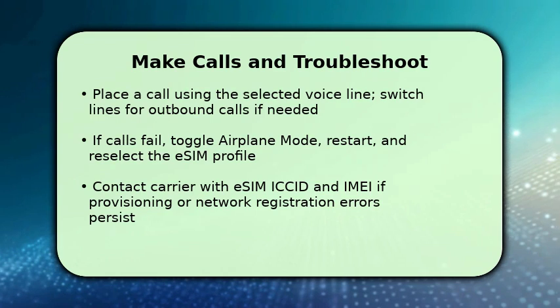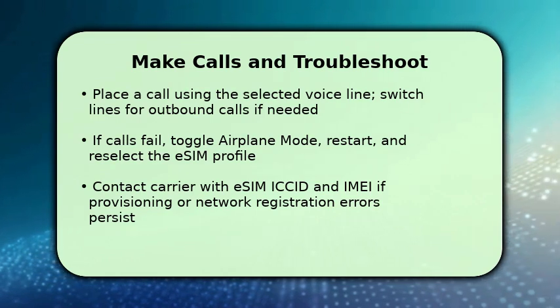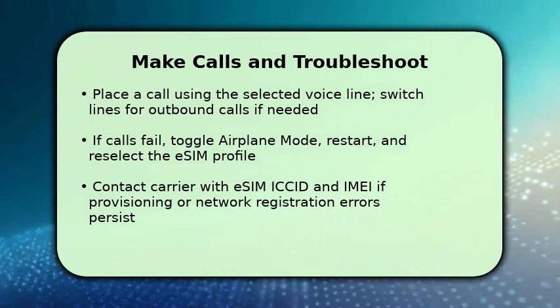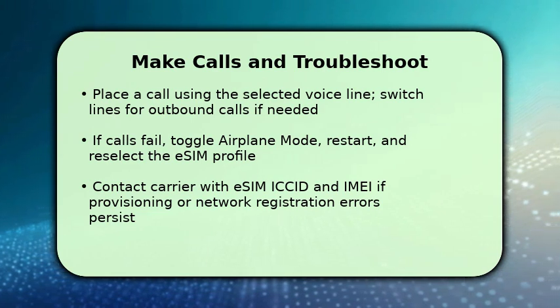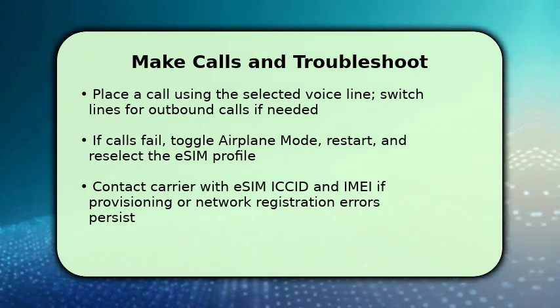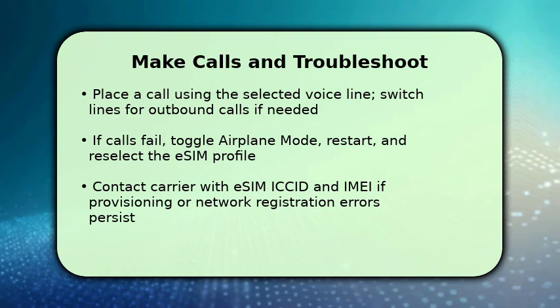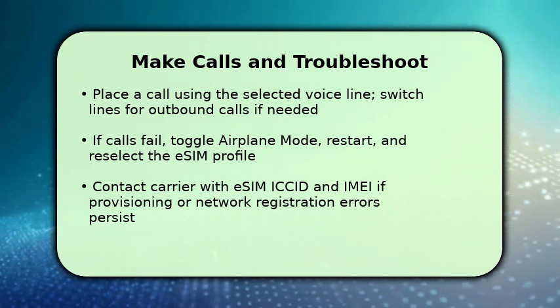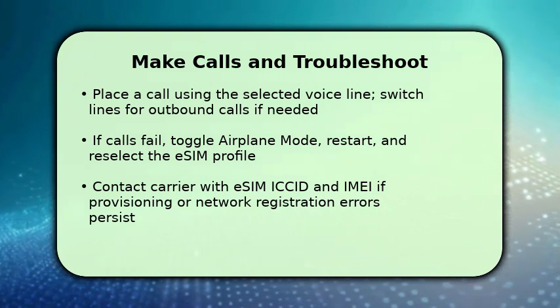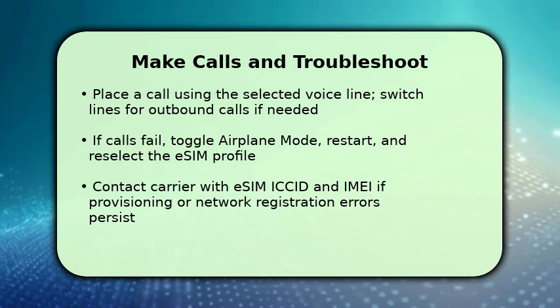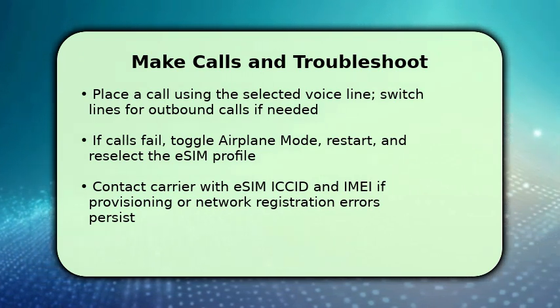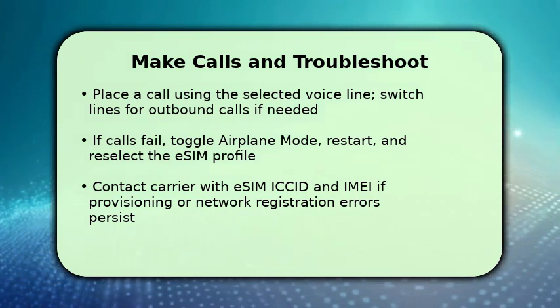Finally, place a test call to verify voice, hold, and call transfer features. You should hear immediate connection if the eSIM and network registered correctly. If the call fails, toggle airplane mode briefly, restart the phone, and reselect the eSIM as the active voice line because a fresh registration often resolves signaling issues.